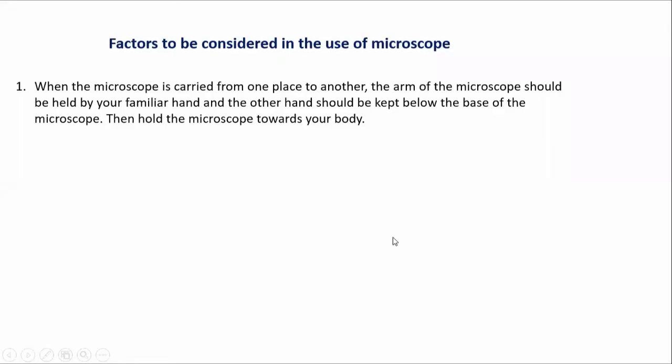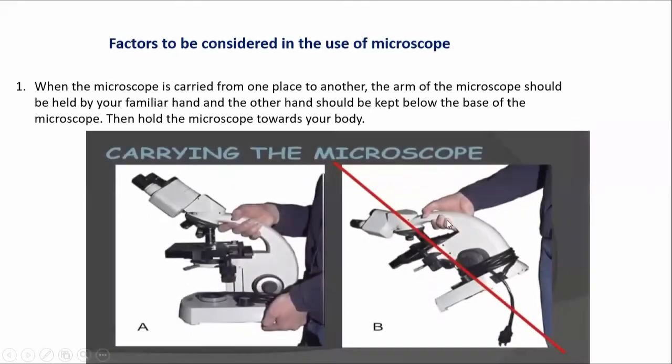Okay, so now let's look into the factors to be considered in the use of a microscope. The first one: when the microscope is carried from one place to another, the arm of the microscope should be held by your familiar hand and the other hand should be kept below the base of the microscope. Then hold the microscope towards your body. Basically, it's like this.